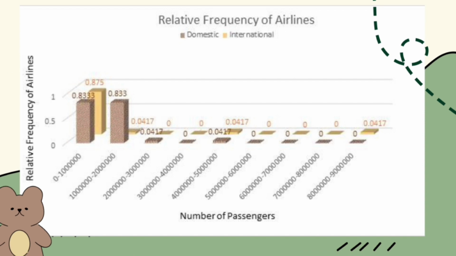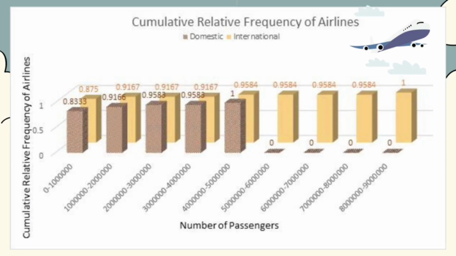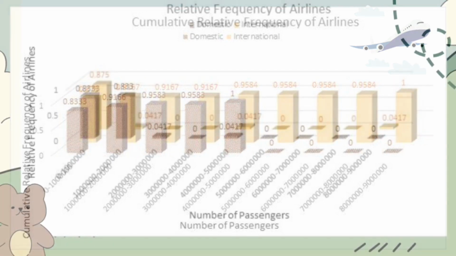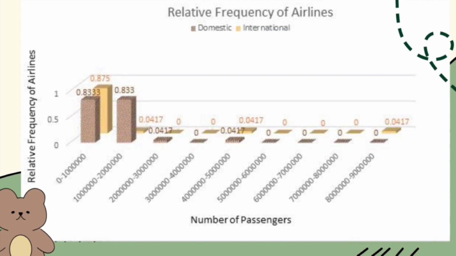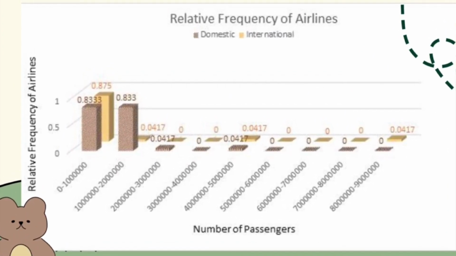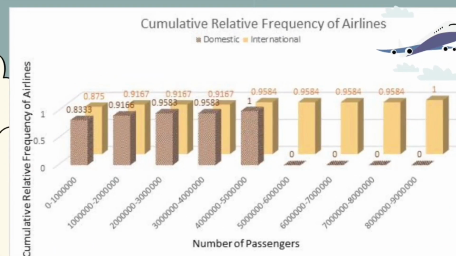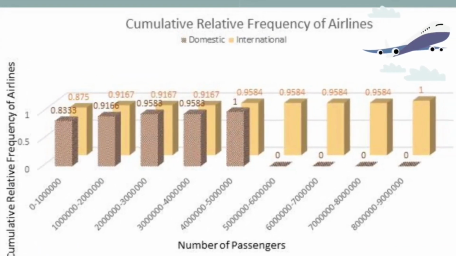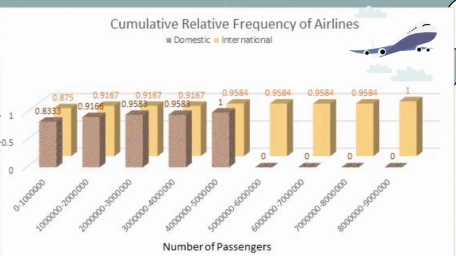This is the graph of the data. Overall, international is much higher than domestic. This shows international has higher demand than domestic during this data period. To compare relative frequency and cumulative relative frequency, relative frequency represents the ratio of the number of times a value occurs in the dataset, while cumulative frequency represents the sum of the relative frequencies.